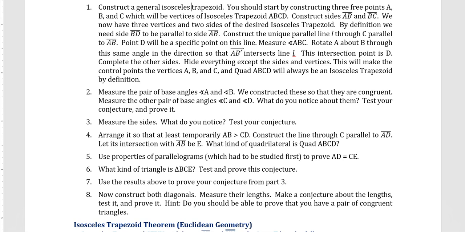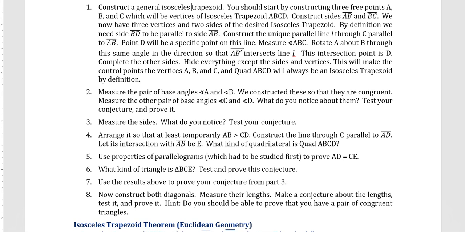All right, now you can actually get rid of that parallel line if you want, now that you've done this. Now construct both diagonals, measure their lengths, make a conjecture about the lengths, test them, and then prove it. And the hint here is you should be able to prove that you have a pair of congruent triangles. Okay, see if you can do this yourself. So do this yourself before you go on any further in this video.